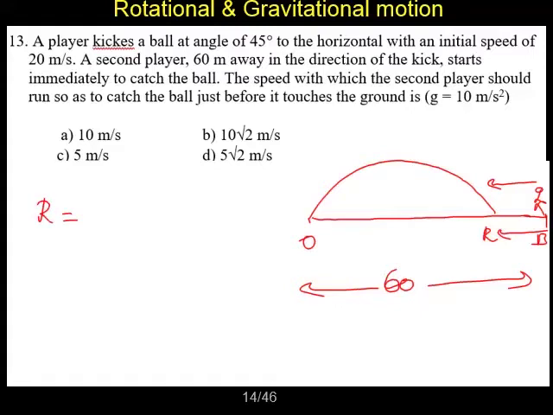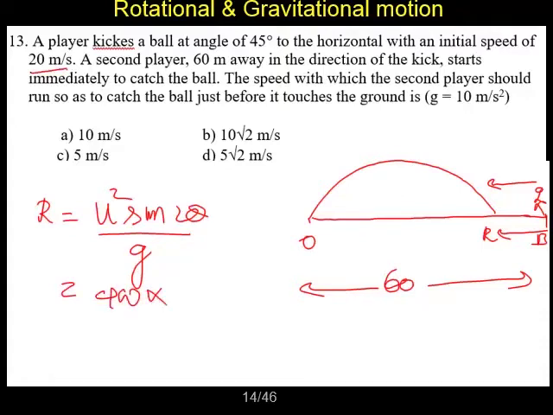The formula for range is u square sine 2 theta by g. So u in this case is 20 meters. So 20 square, 400 into sine 2 theta. Sine 45 is the angle, so sine 2 theta is equal to 1, and g is 10. So it is 400 by 10 into that one, it is going to be 40 meters.